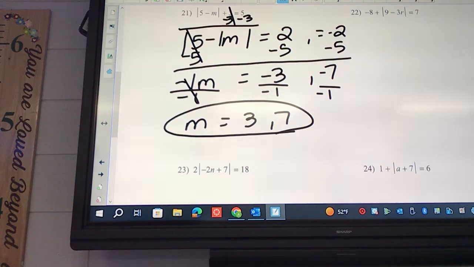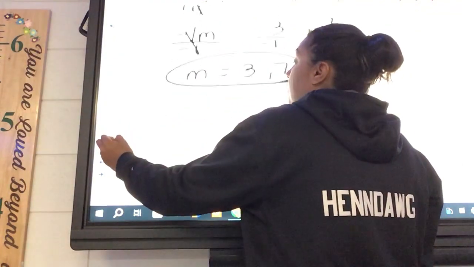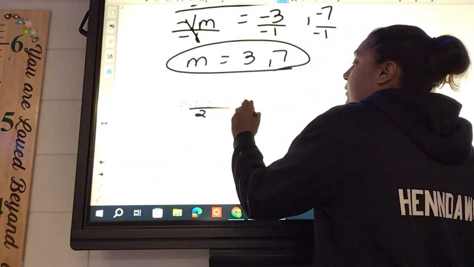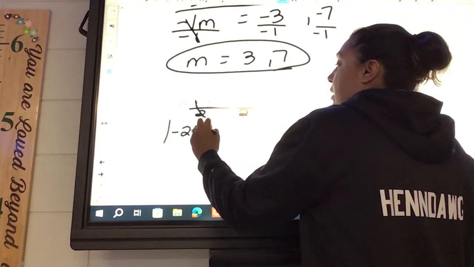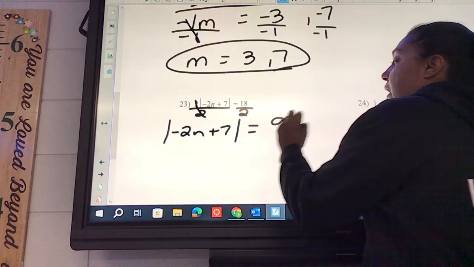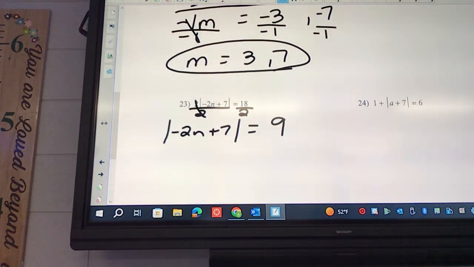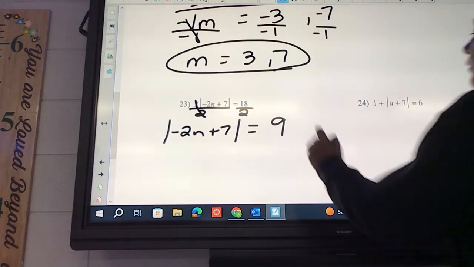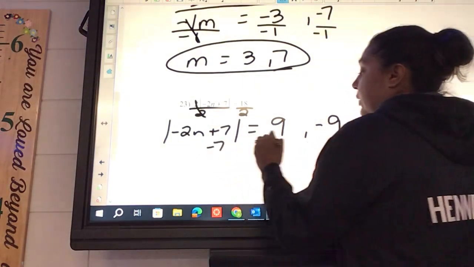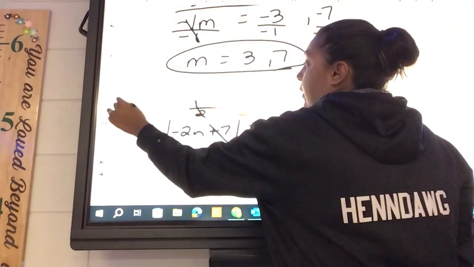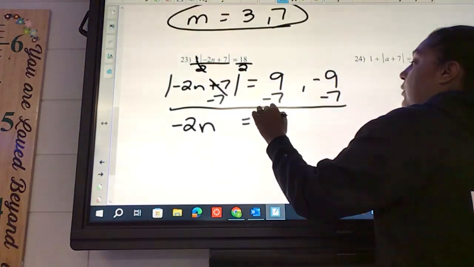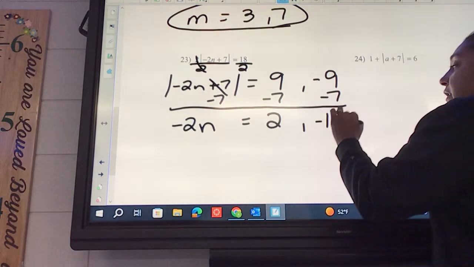Okay, last one, 23. What needs done first? The 2, and we're going to divide by 2, divide by 2. So I got the bars around negative 2n plus 7 equals 9. Now what needs done? Move the 7? There's a step before that. Oh, negative 9? Yep, put it as a negative 9. Okay, but then yes, how we move the 7. So I got negative 2n equals 2 and negative 16.